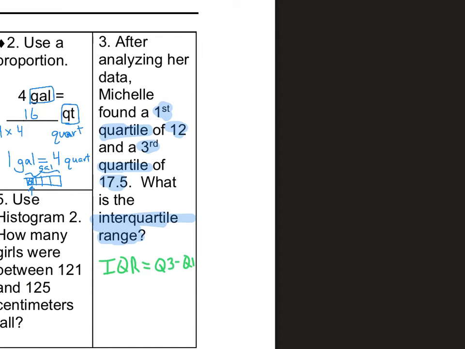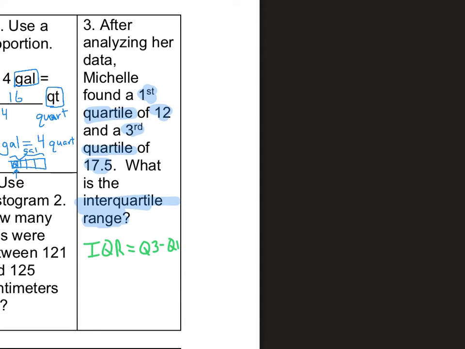So if you remember, interquartile range is quartile 3 minus quartile 1. And since we know what quartile 3 is, it's 17.5. And we know what quartile 1 is, at 12. We're simply going to subtract them and get an interquartile range of 5.5.